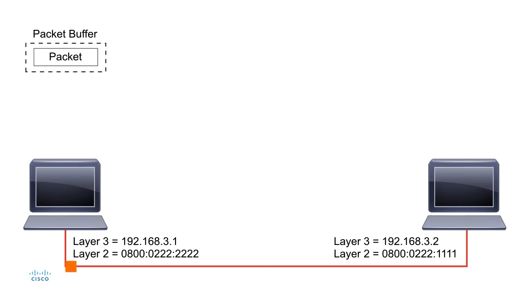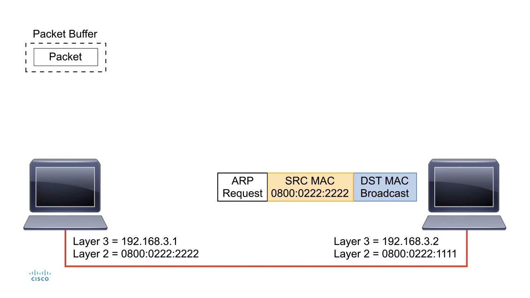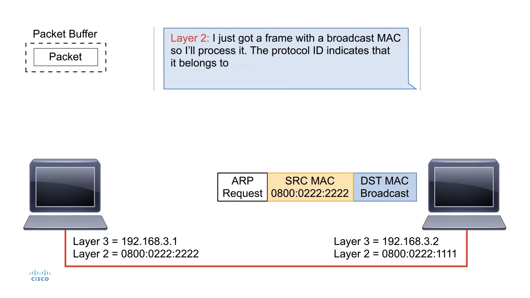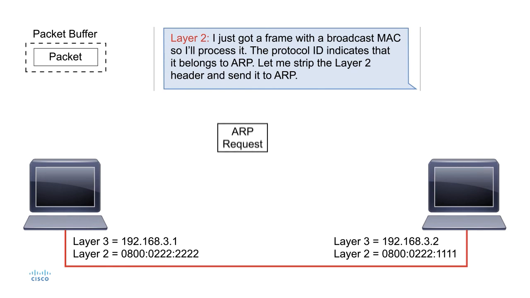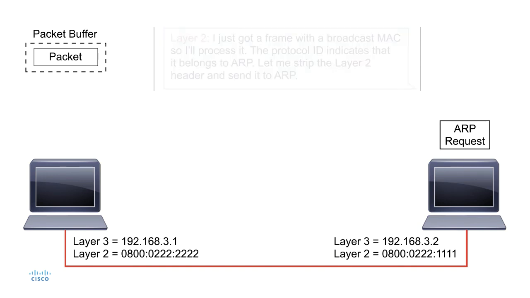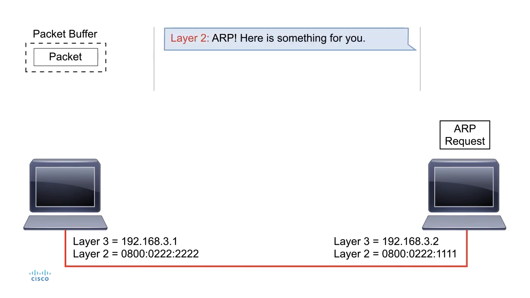That frame travels across the wire as a broadcast, and any other machine on the layer 2 network hears this broadcast. So in this case, it's the device that we intended to receive the ARP request. So layer 2 on our receiving device says, hey, I just got a frame. It's got a broadcast MAC address on it, so I'm going to have to process it. I need to look at it. It's for everybody. The protocol ID says that it's an ARP. Let me strip off that layer 2 header and send it up to the ARP application. So we strip that off.